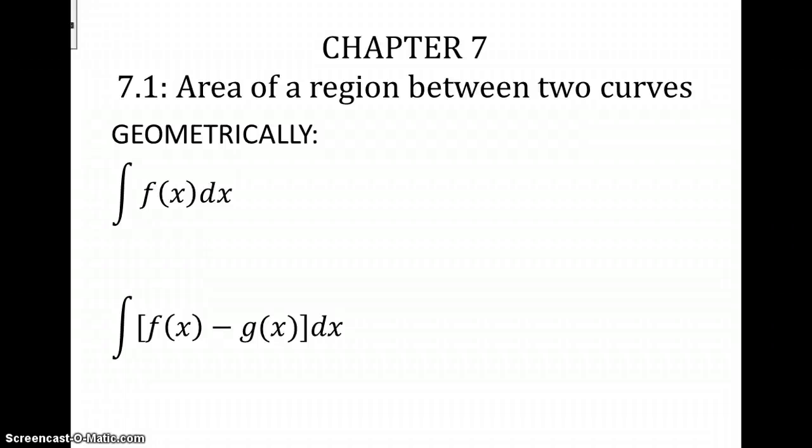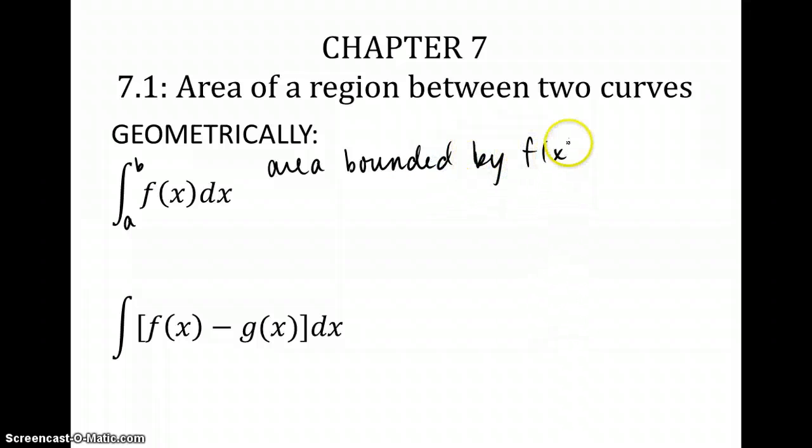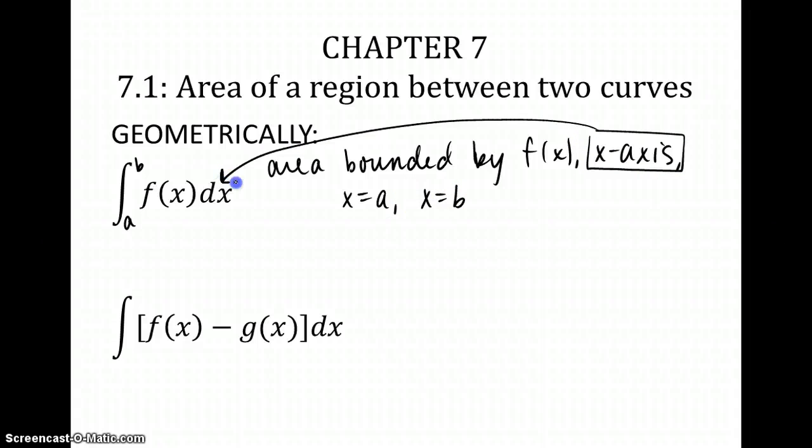Chapter 7, area of a region between two curves. Remember what the definite integral represents: the area of a region bounded by a given function, the x-axis, and the vertical lines x equals a and x equals b. I know it's bounded by the x-axis because I'm integrating with respect to x.